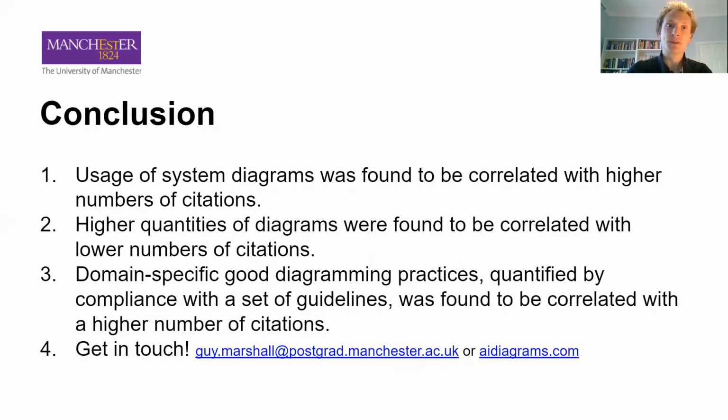And so to conclude, we found that usage of system diagrams was correlated with higher numbers of citations, and that higher quantities of diagrams were found to be correlated with a lower number of citations. So again, this is about quality a little bit. And we found that domain-specific good diagramming practices, which we quantified through this set of guidelines and the compliance with that, were found to be correlated with a higher number of citations.